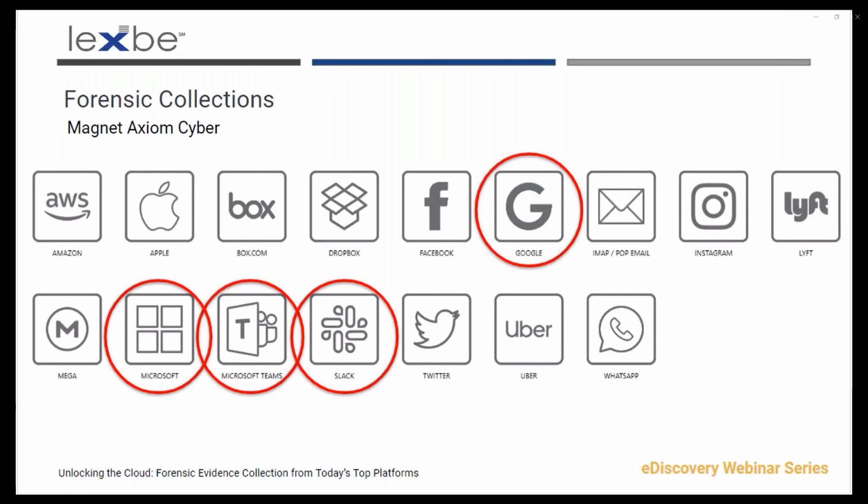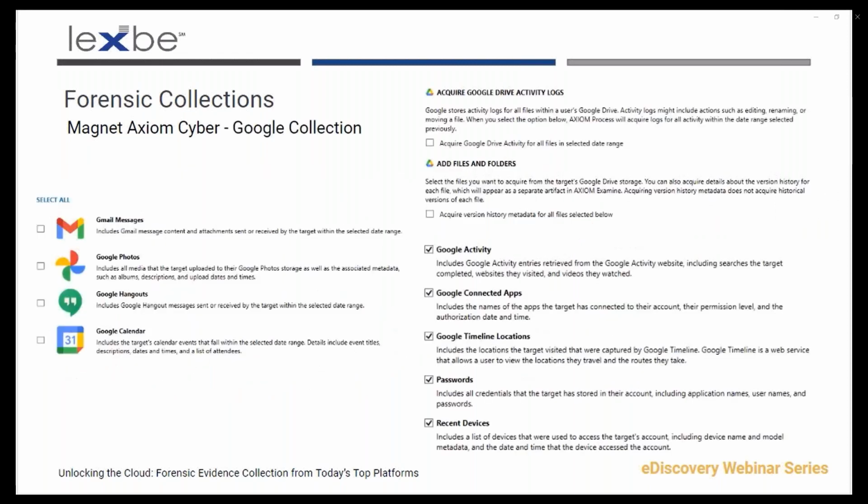So today we will be going over Google. So here, after I would select Google, you'd be able to see these different options on what you want to pull from Google itself. So here you can see I can select either the Gmail messages, photos, Hangouts, calendar. That's all on the left side. On the right side, you can see I can acquire activity logs, all the files and folders within the Google Drive. You can also collect Google activity, basically your website or search activity on the browsers.